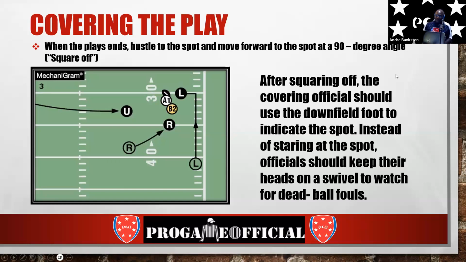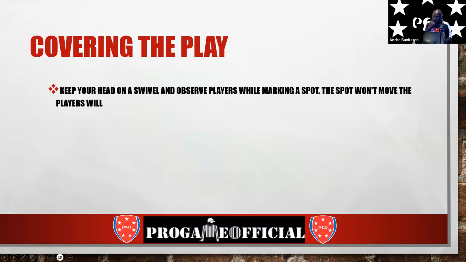All right. After squaring off, the covering official should use a downfield foot to indicate the spot instead of staring at the spot. Officials should keep their heads on a swivel to watch for dead ball fouls. So again, once you get the spot, even though they're getting pushed back, you're going to keep your eyes on the players, but you're also going to make sure you've got the spot as well. Now, this is the part that a lot of new officials, a lot of seasoned officials, struggle with, and if you had me on you bugging you all the time about using your downfield foot, all right, we met that.